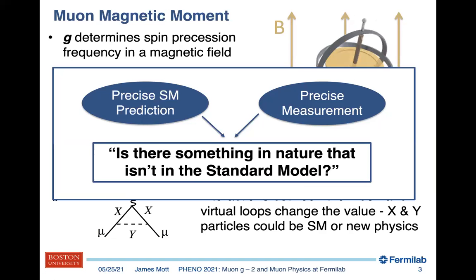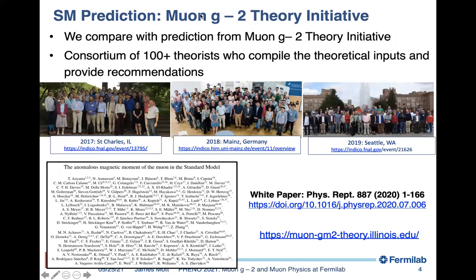Now we're going to need some standard model value to compare to. So where does that come from? Well, the one we use comes from a group called the Muon g-2 Theory Initiative. This is a consortium of over 100 theorists who get together. They started off back in 2017 here. Obviously, they've been working for many decades before, but this was the birth of this group, and they have had a couple of meetings since and continued virtually since then. They have come up with this white paper down here, which I've got a link for, and this compiles all the theoretical inputs and provides a recommended value for the prediction. So that's what we use to compare to.